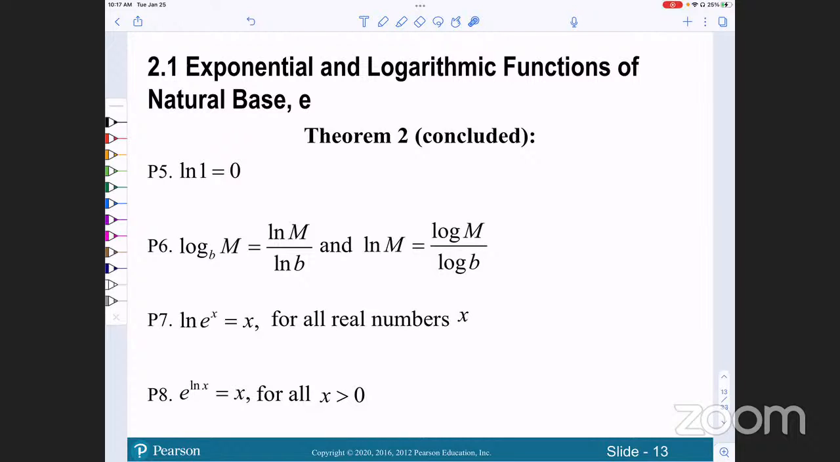It's called the change of base formula, right? Where you have the log base b of m. This is the same as the log of m divided by the log of b. That's the change of base formula.